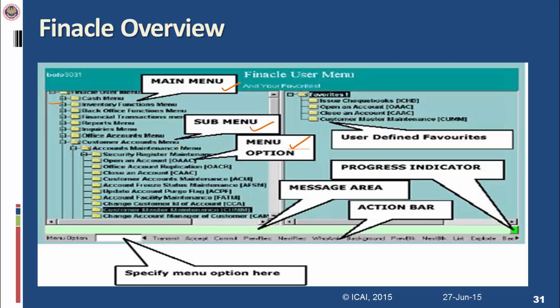So there can be plenty of options to access a menu. We can directly type the menu code here if we are aware of it, or we can scan through this, or we can drag this command into this one and it becomes a favorite, right? So there are plenty of options. We can have the list of favorites here. Then this light green part is a message area where Finacle populates certain messages for the user.